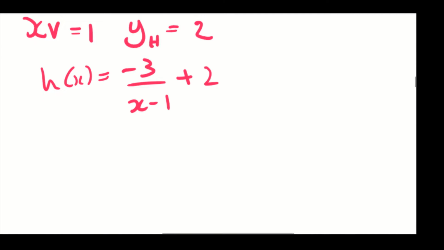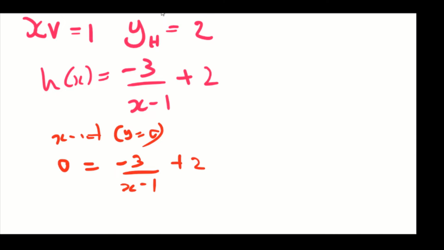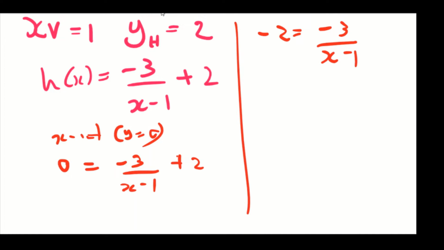So let's find the x-intercept when y is equal to 0. It's going to be 0 equals minus 3 over x minus 1 plus 2. Transpose the 2 to the other side, we have minus 2 equals minus 3 over x minus 1, right? And we cross multiply: minus 2 into x minus 1 equals minus 3.